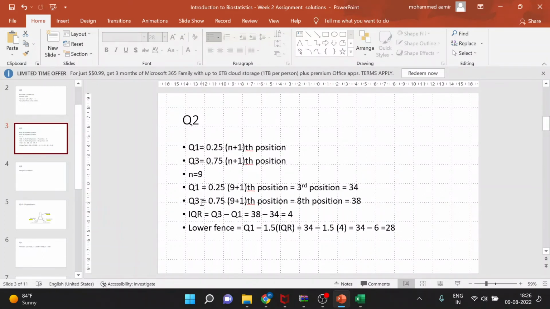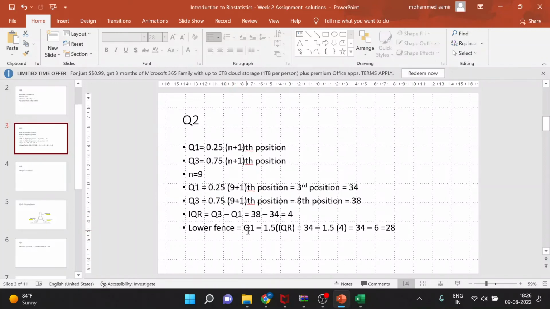And likewise for Q3, you get 0.75 into the 10th position, it's 7.5. If you round it off, it's the 8th position. So the 8th position in the data set is 38. The interquartile range is Q3 minus Q1, the absolute value of that. That's 38 minus 34 equals 4.